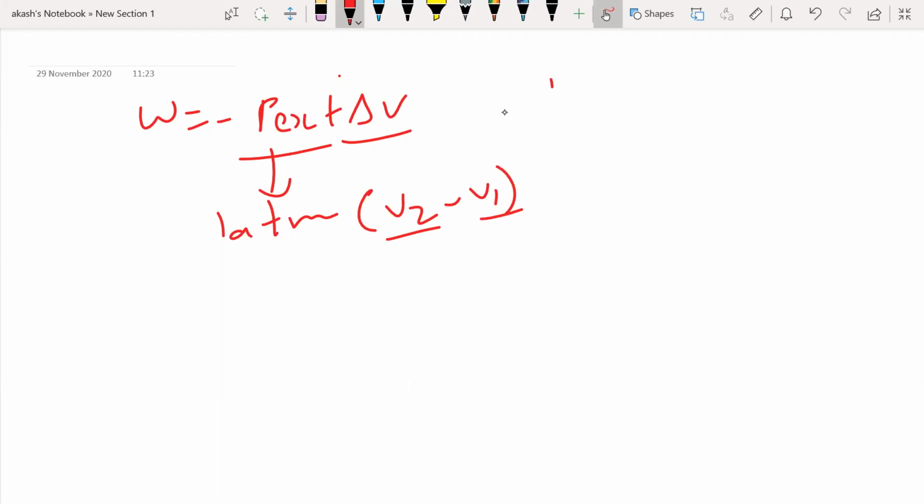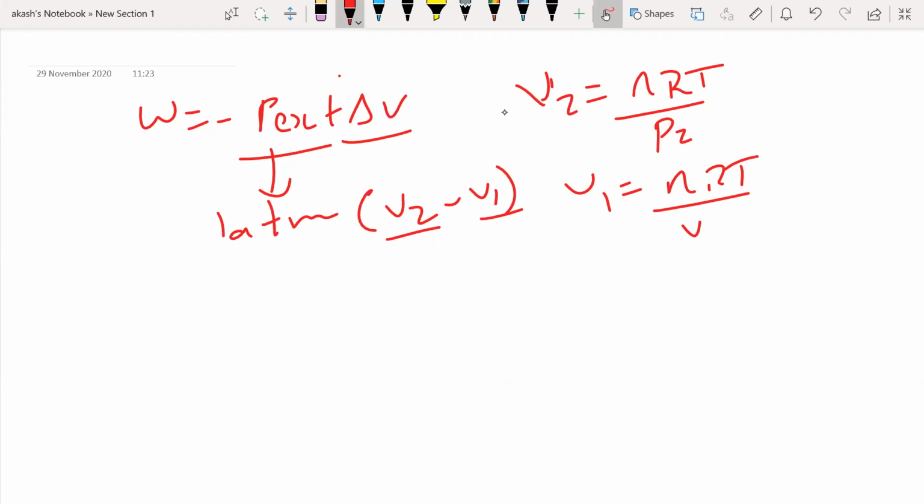So I can write V2 as nRT divided by P2. Same way for V1, I can write nRT by P1. And that's it. Now temperature is constant because it's an isothermal process. Number of moles is given to you, 5 moles, and the R value you have to know. I want the answer in terms of joules, so what value will you use? 8.314, right? And that's it.